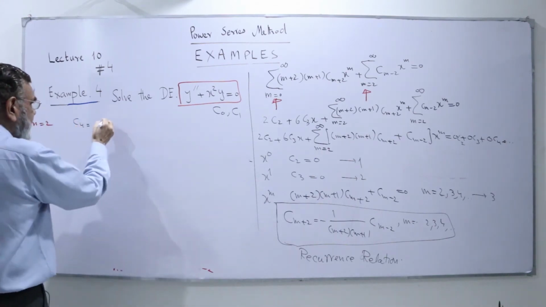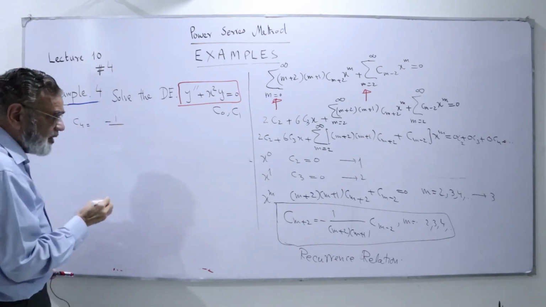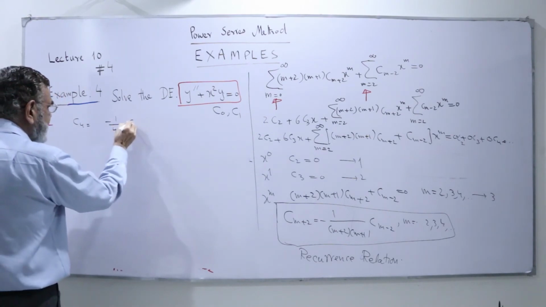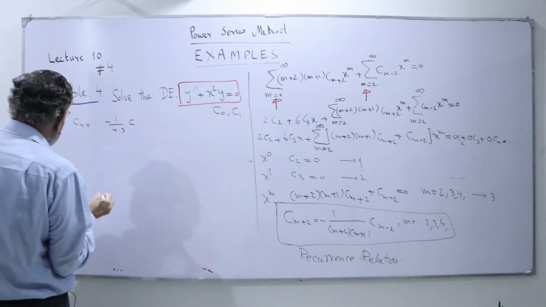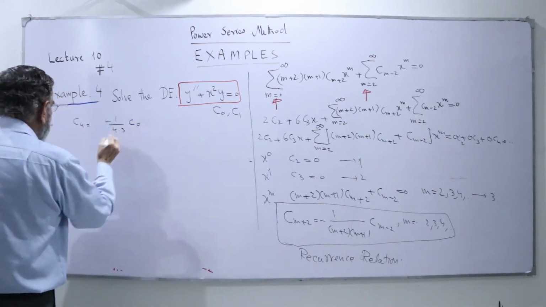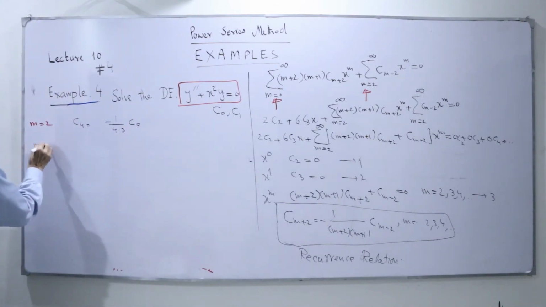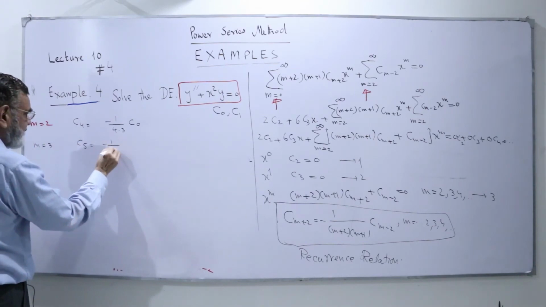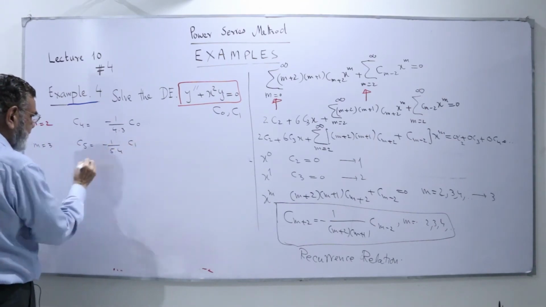C4 is equal to minus 1 over, for m equal to 2, we get 4 into 3. So C4 is equal to minus 1 over 12 C0. Then m equal to 3, C5 is equal to minus 1 over 5 into 4 C1.